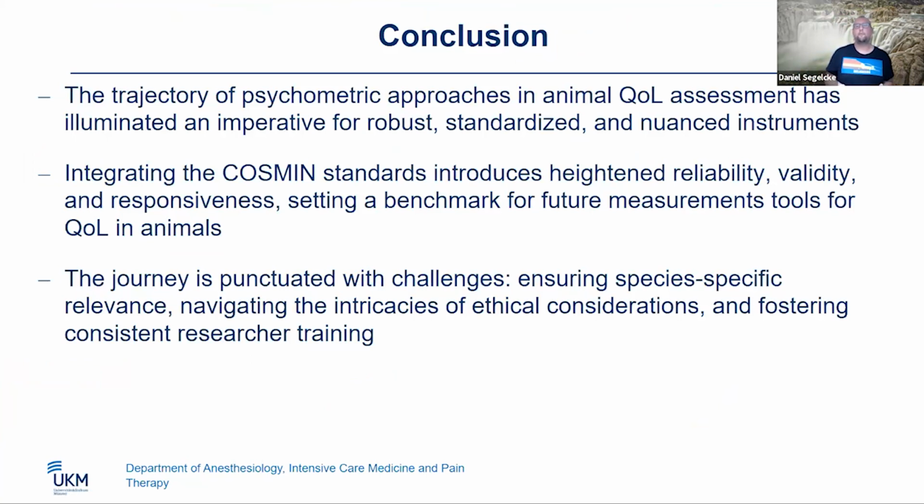The trajectories of psychometric approaches in animal quality of life assessment have illuminated an imperative for robust, standardized, and nuanced instruments. Integrating COSMIN standards or other frameworks from human healthcare science could introduce heightened reliability, validity, and, from my point of view, very importantly, responsiveness, setting a benchmark for future measurement tools for quality of life in animals.